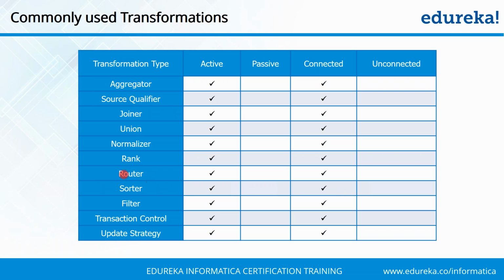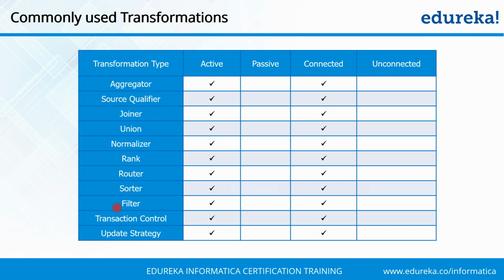Then there's the router transformation. Now the main aim of the router transformation is to group the data that comes to it and then pass it on to other transformations. So let's say you have 100 rows, you can group them as per odd and even and then pass each of these groups to different transformations. Next is the sorter transformation. Now as the name suggests, the sorter transformation helps you in sorting the data either in an ascending or a descending manner.